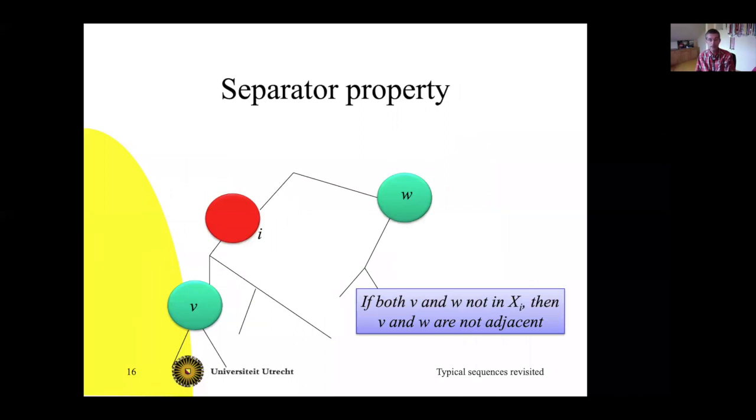So we have this kind of separator property again. For instance, if you have two vertices, V and W, at different parts of your tree decomposition, separated by the bag we are looking at, and they are neither in this bag I, then they cannot be adjacent. This follows from the definition of a tree decomposition. So this means it's a separator, and this is precisely what is exploited when we do dynamic programming.